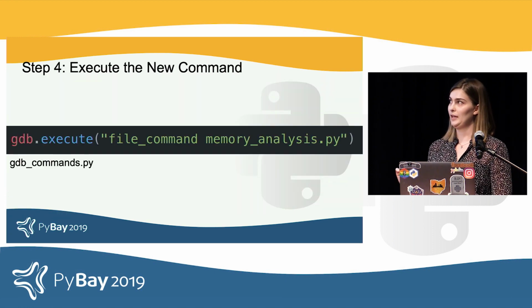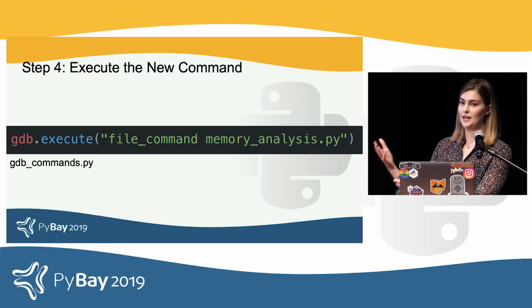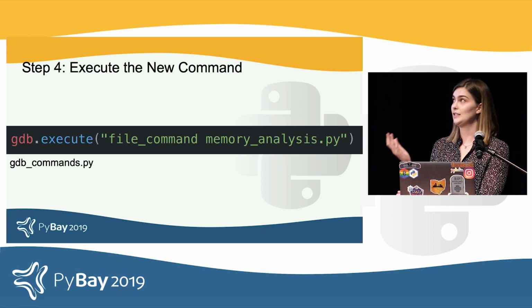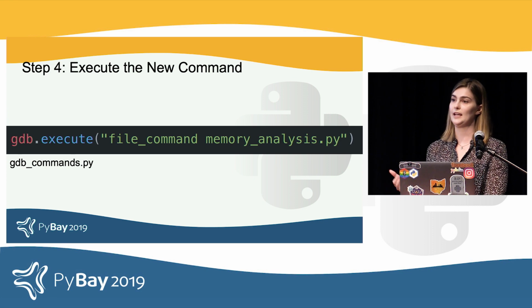Last step within the GDB commands file is we need to execute that command. So we can execute any command we want. Since we've registered this command as file_command, it's fairly easy to just call file command and then pass in an argument, in this case, the file name.